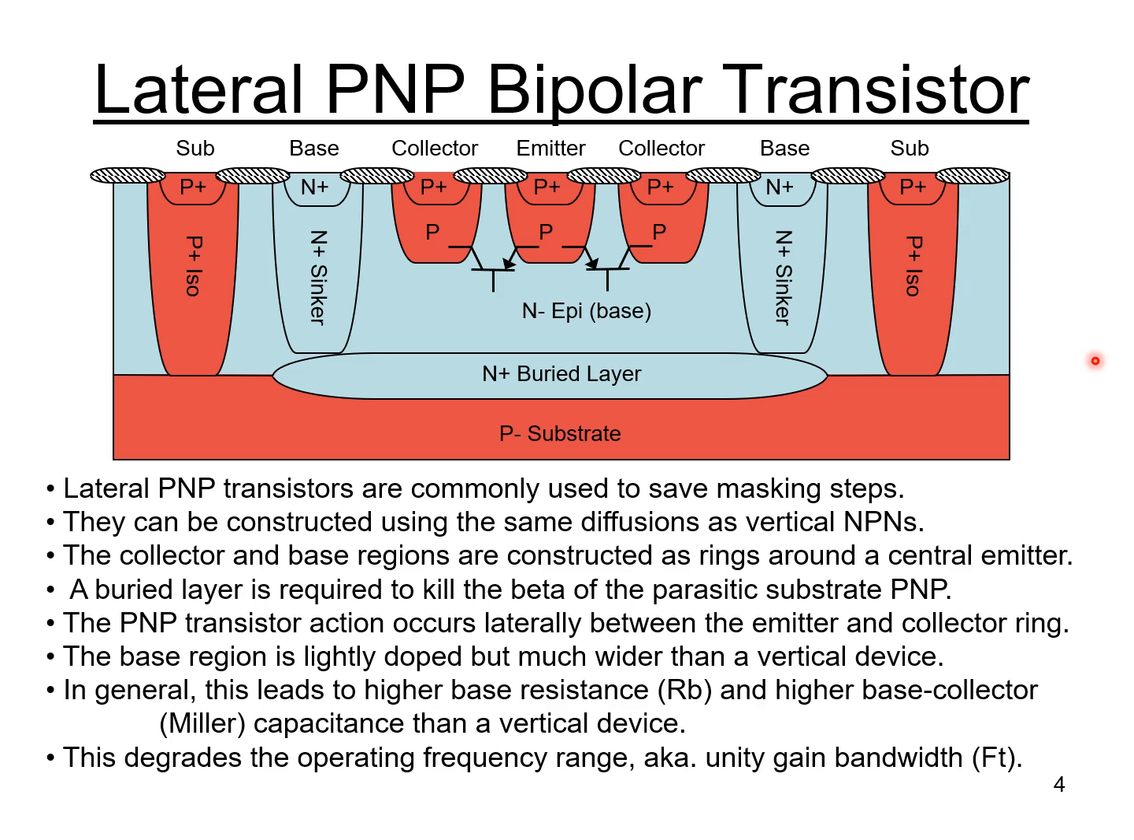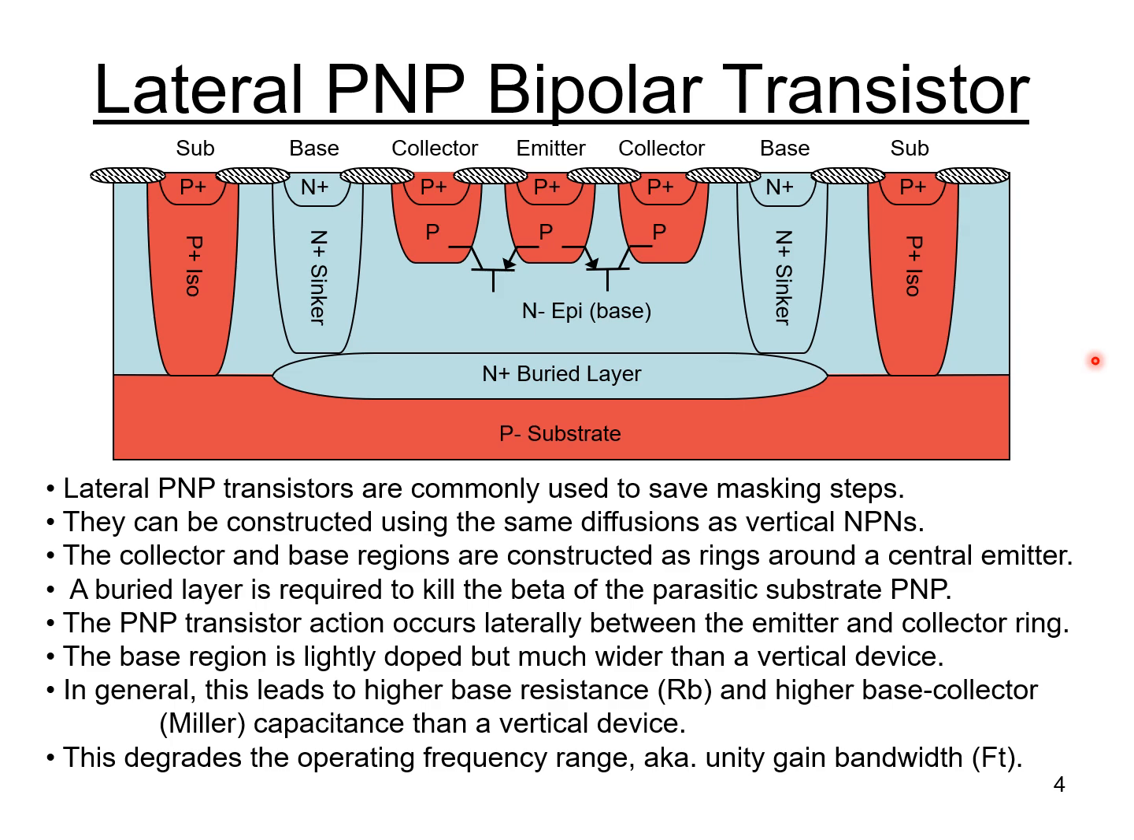Really what you'd like is a vertical NPN and a vertical PNP. But for cost reasons, sometimes you don't want to pay the extra money to have a vertical PNP. So you can create a lateral PNP, meaning sideways PNP, from the same diffusions you've created your vertical NPN with. Let's talk about how this is done.